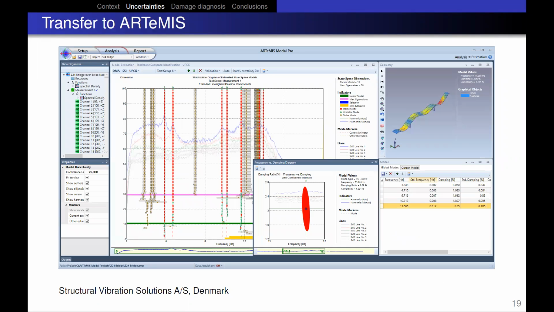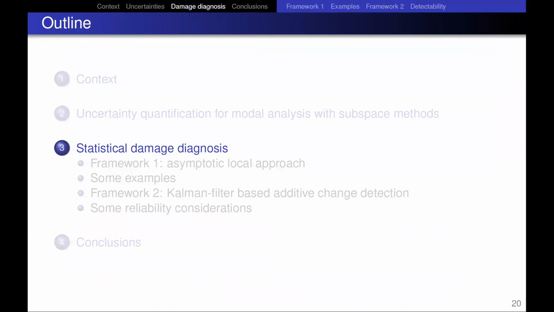Okay, and some of the methods are also part of the Artemis toolbox. So that was the first part on the quantification of the uncertainties in the estimation. And the second part of my talk is then concerned with statistical damage diagnosis, where we also consider the uncertainties related to the data in the diagnosis approaches.